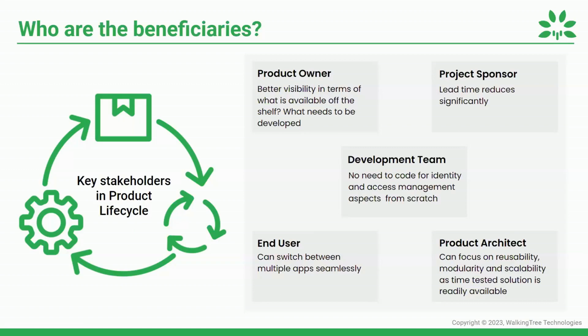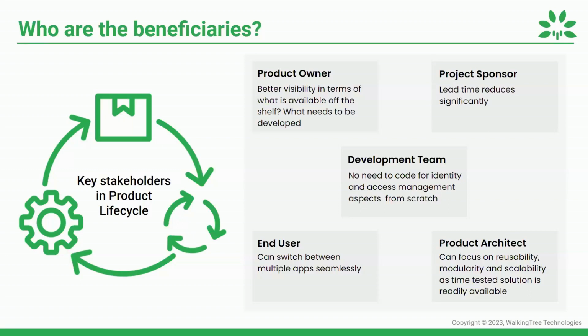Product architect, who defines the designs and the architecture of the application or product to be built; the development team, who actually develops it; and the end user, who finally uses the application. Seeing the benefits that these groups get, the product owner will have better visibility in terms of what is available off the shelf and what needs to be developed, so that a complete overall plan can be prepared.